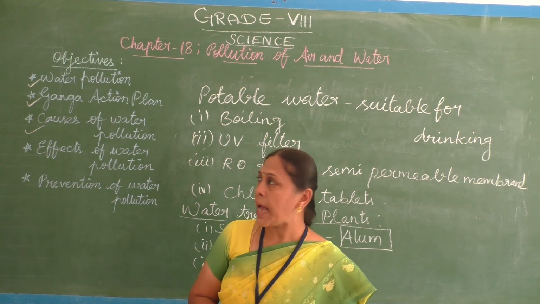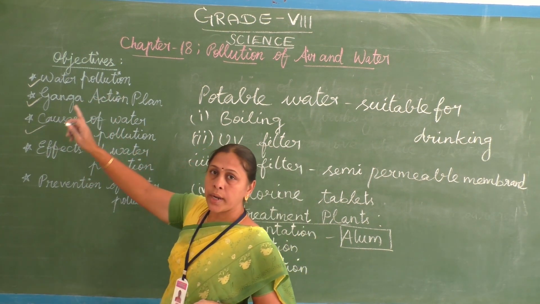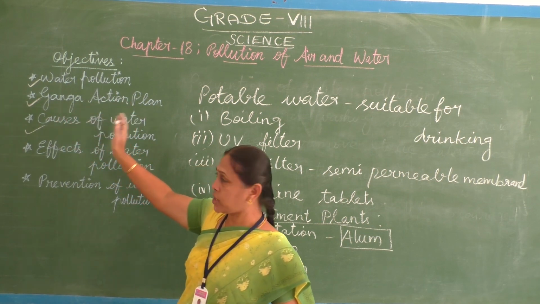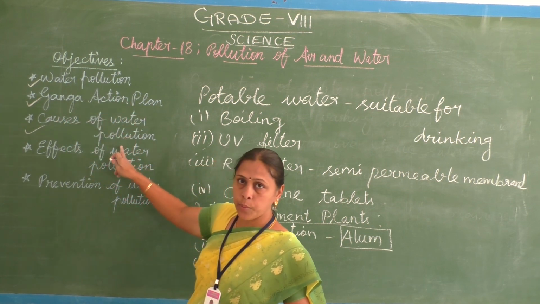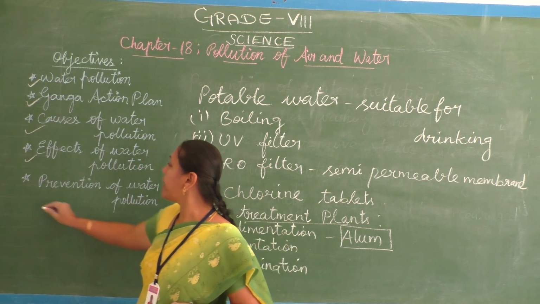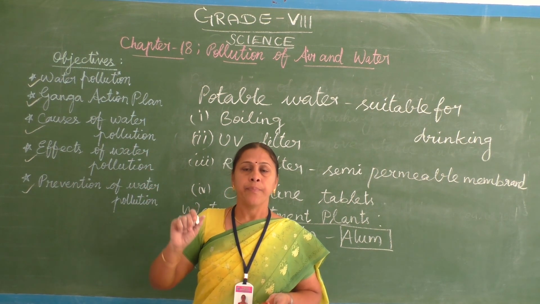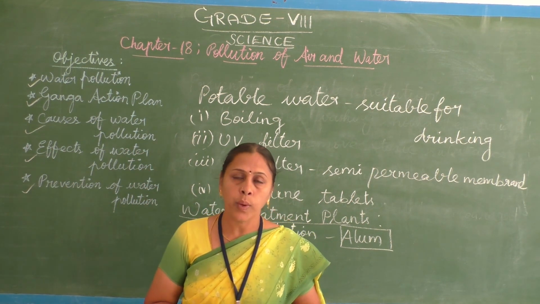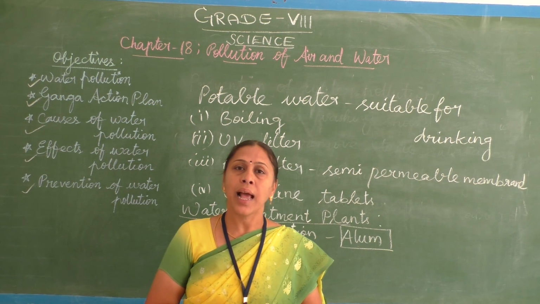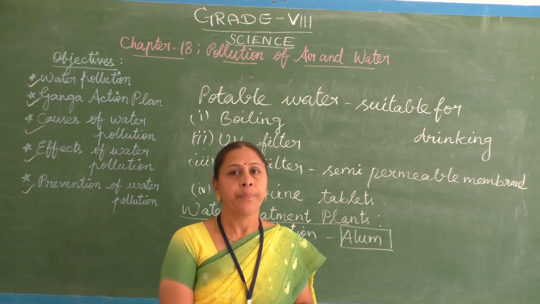So in this class we discussed various points: what is water pollution, what is the Ganga Action Plan, causes of water pollution, effects of water pollution, and how to prevent water pollution. All these points we discussed. With this, the chapter is over. I will send a worksheet and classwork along with this. You all complete it and send it back. Thank you, children.